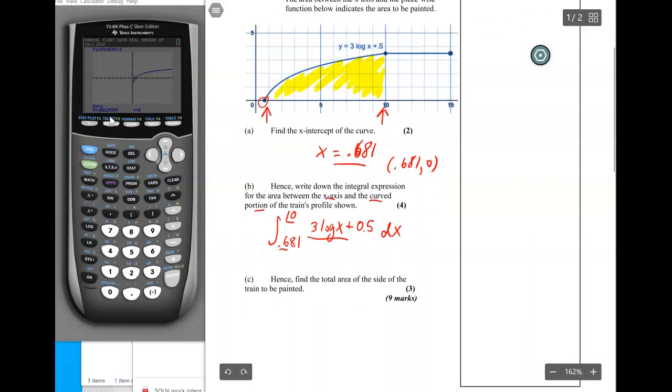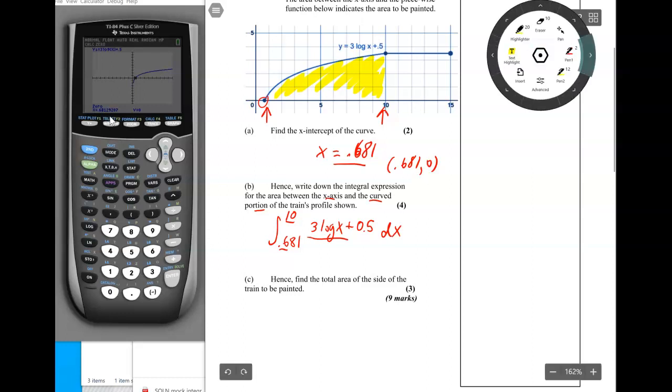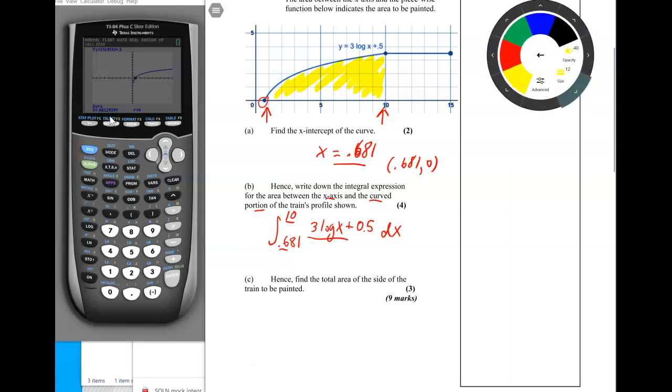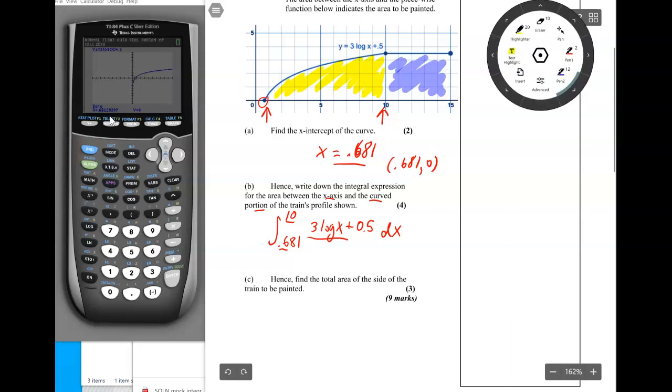Hence, find the total area of the side of the train to be painted. So in this particular case, we need to find the yellow part, and then after that, we need to find the rectangular part next to it, which I'm going to highlight blue. Okay, and so let's find the yellow part first because we already have the expression here. Let's put that in the calculator, okay?